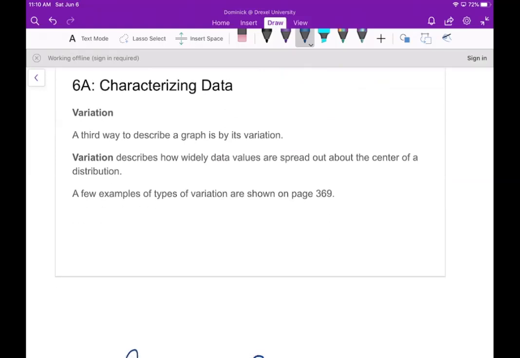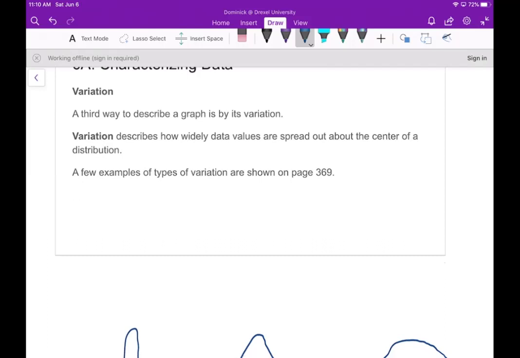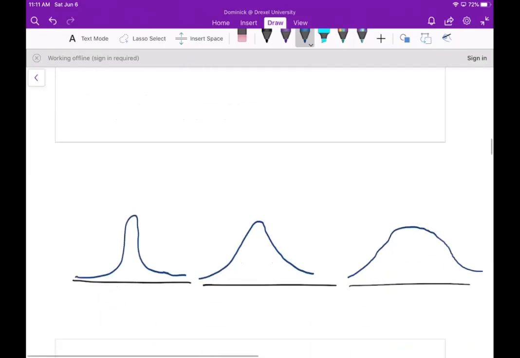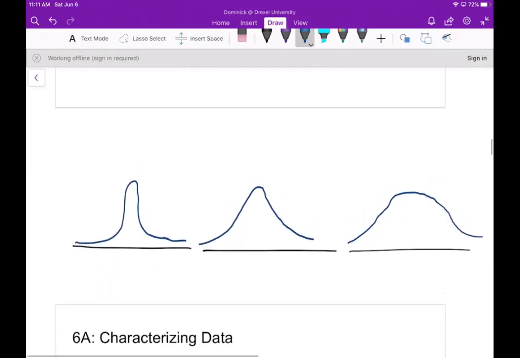Now, the last way that we'll talk about characterizing data in this video is to look at its variation. And of course, the variation just describes how widely the data values are spread out around the center of a distribution. So as a couple of examples, in this first graph, everything is pretty close and clustered to the middle. So this would be low variation.